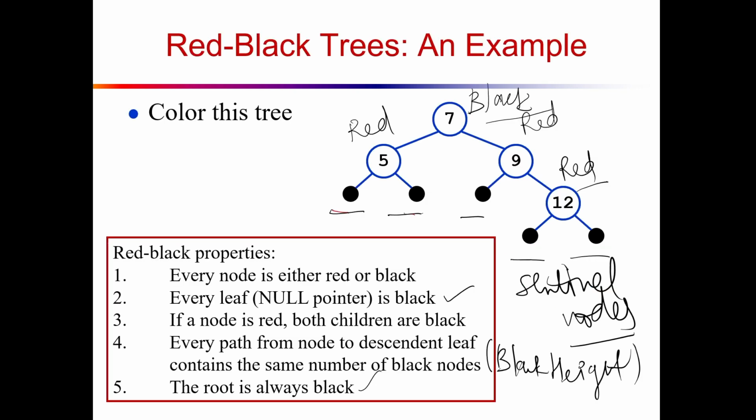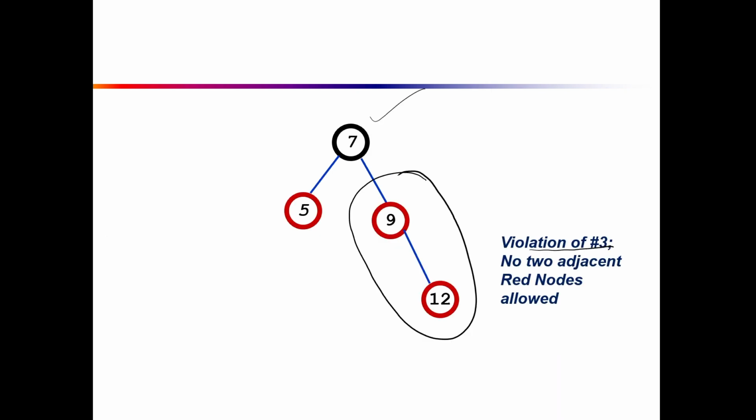For reference, I'll show it to you again. If a node is red, both the children are black. We cannot have two consecutive reds on the same path. And that is why this type of tree coloring is not appropriate. That means we need to fix the coloring of the tree.